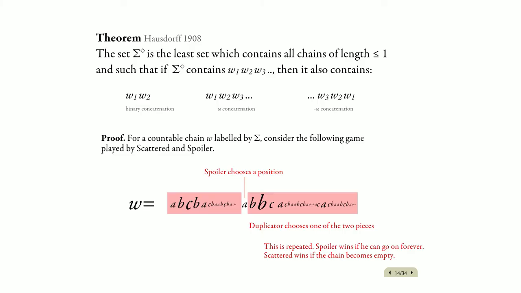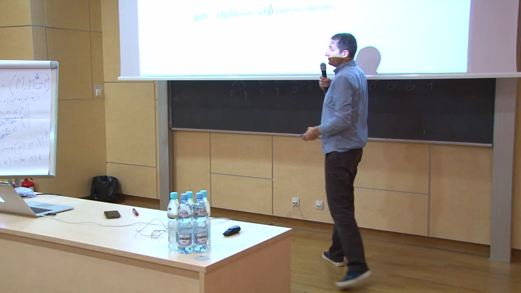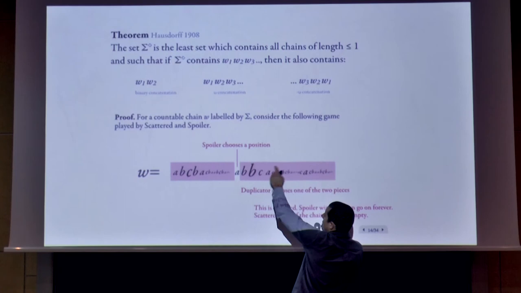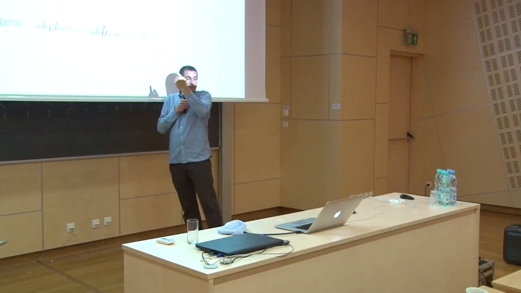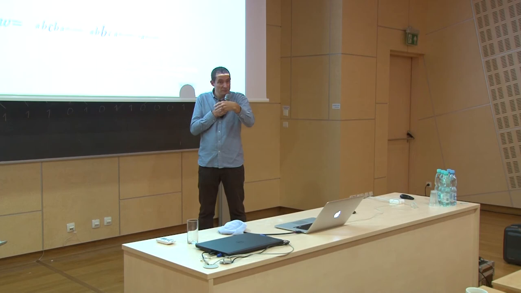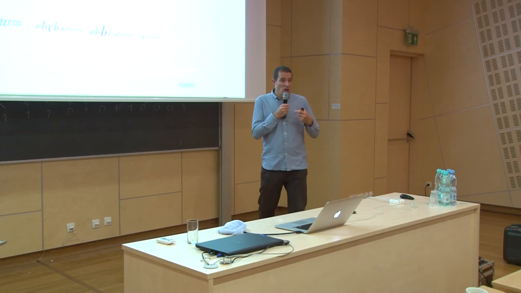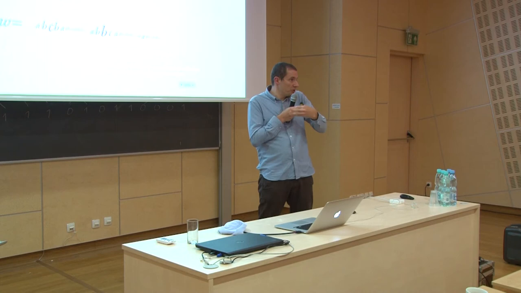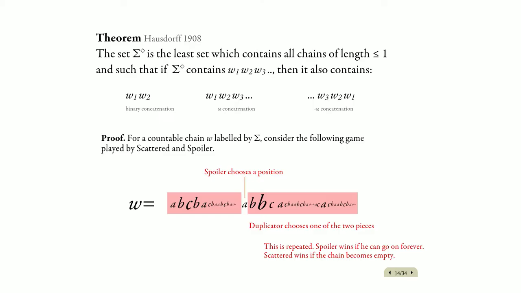So now the scattered player says, here's your problem. And then this continues. So now here, the dense player picks a middle, the scattered player picks a side, they go on so forever. Okay? And it's a safety game for the dense player and a reachability game for the scattered player. So the scattered player wants to get down to a single node or to an empty chain. And the duplicator, the dense player, wants to just keep on doing it. So it's not so difficult to see that a chain is scattered if and only if scattered has a winning strategy.